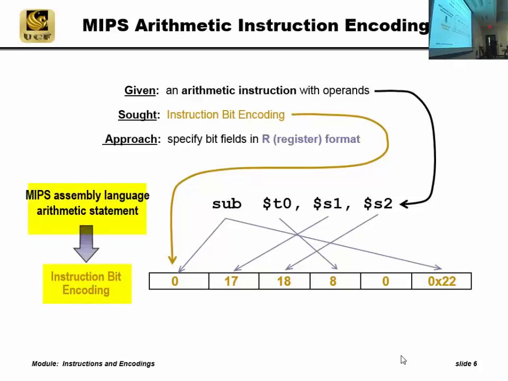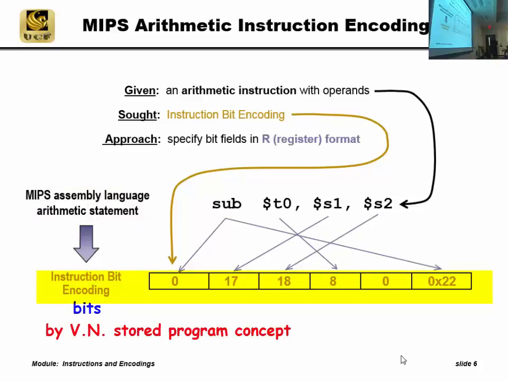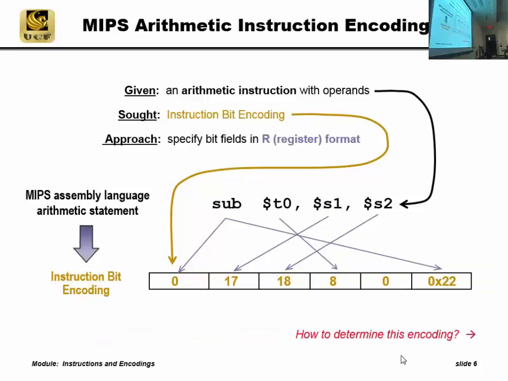This is basically mapping from the human view to what the machine actually represents this information as. It represents it as bits. Whose idea was that? John von Neumann, stored program concept. Everything's bits, whether it's data or an instruction, it's bits. How did he determine this? We kind of stepped through it, so the next slide can go fast.